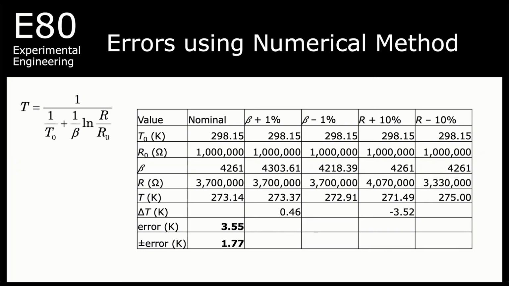This is the numerical method version of the thermistor error limits. The nominal values were entered into the second column, and the formula for T was entered into the cell below. The values and formulas were dragged right or copied and pasted into the next four columns. The relevant cells were changed in each column for the correct uncertainties. The delta T's for the plus and minus errors were then calculated, and then the delta T's were added in the root sum of squares sense. The result was divided by 2 to give the plus and minus expression. As before, the result is 274.14 plus or minus 1.77 Kelvin.